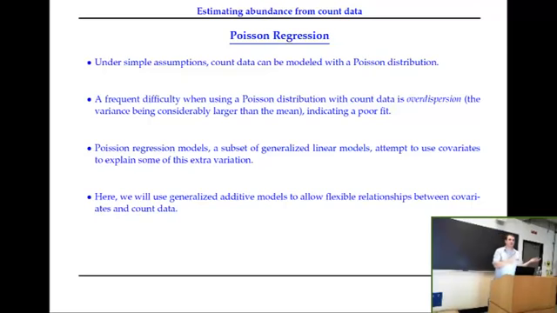Some people then go to a negative binomial. But what really might be happening is that some of the variance that we are observing in this count data might be being explained by covariates.